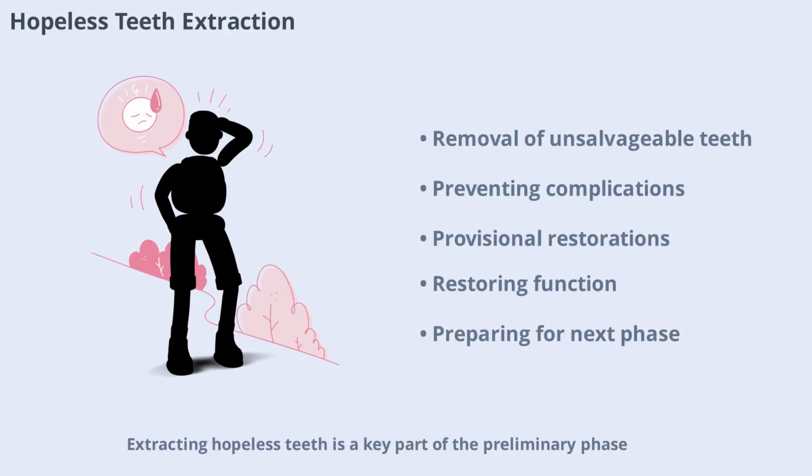Extracting hopeless teeth is a key part of the preliminary phase. Teeth that cannot be saved due to extensive decay or periodontal disease are removed to prevent further complications. Provisional replacements, such as temporary bridges or dentures, may be provided to restore function and appearance. This step ensures that the mouth is free from sources of infection and prepares the patient for subsequent phases of therapy. Early extraction and replacement help maintain oral health and patient comfort.